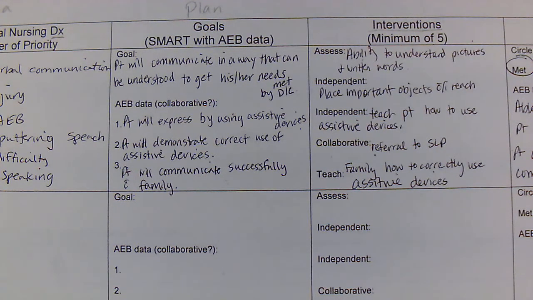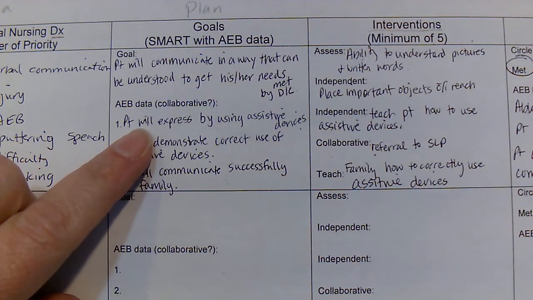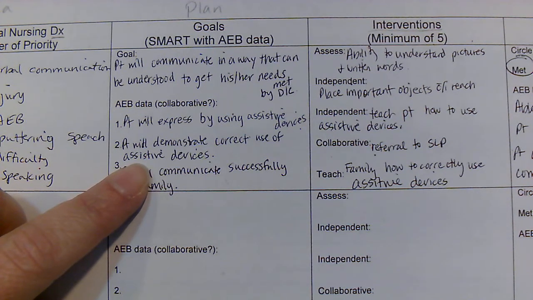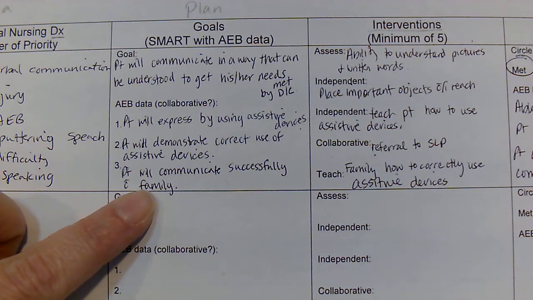What I want for my patient is that they'll have the ability to communicate in a way that they can be understood and to get his or her needs met before discharge. So we're going to want the patient to be able to express him or herself by using assistive devices, that the patient will demonstrate correct use of those assistive devices, and the patient will communicate successfully with family before he or she is discharged.